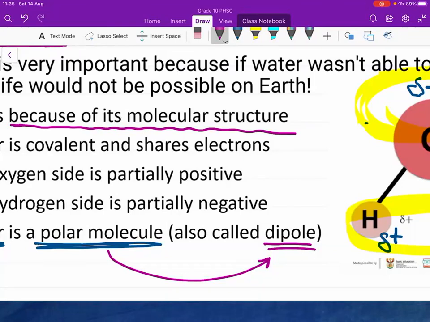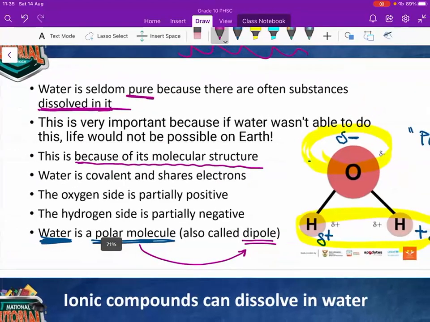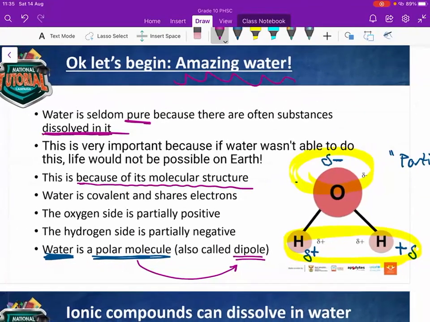So we can say it's dipole, or we can say that it is a polar molecule. So in short, why is water amazing? Chemically speaking, not because it can support life. Why can it support life? Why is it so amazing? Well, because of its molecular structure, because of the way the electrons are arranged in the molecule. It is a polar molecule. It has one side that is positive, one side that is negative.